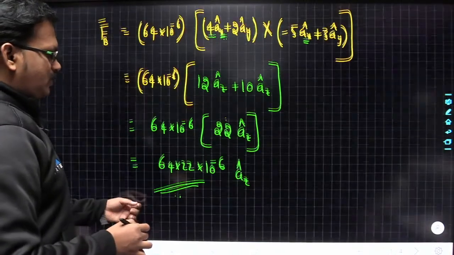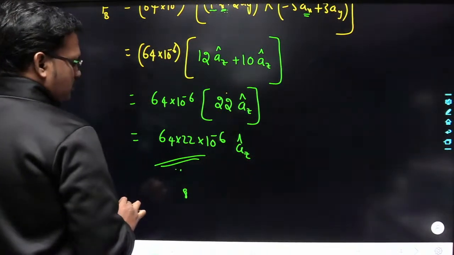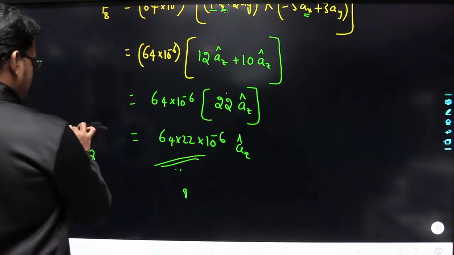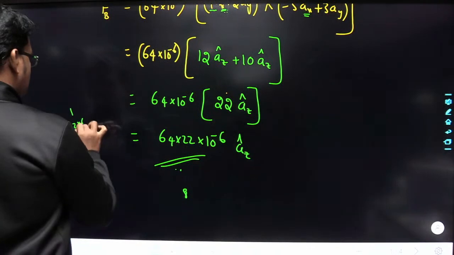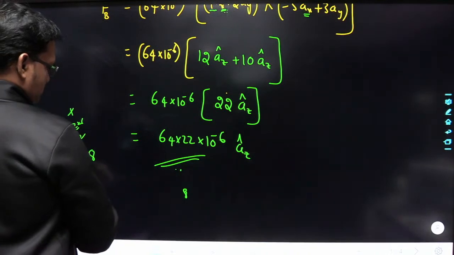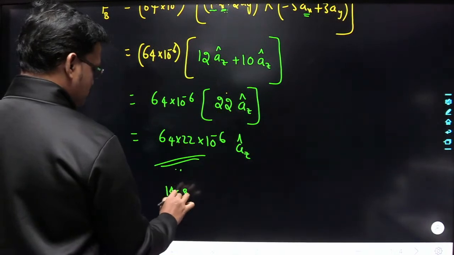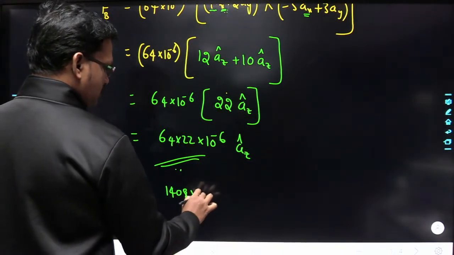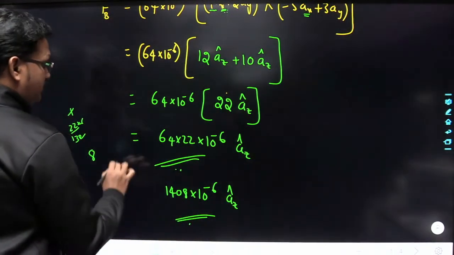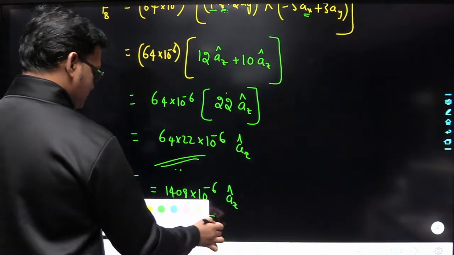22 4s are 88, 22 6s are 132, plus 8. So I think 1408, yes or no? 1408 into 10 to the power of minus 6 AZ cap. So this is what you are going to get here. This is the magnetic force.